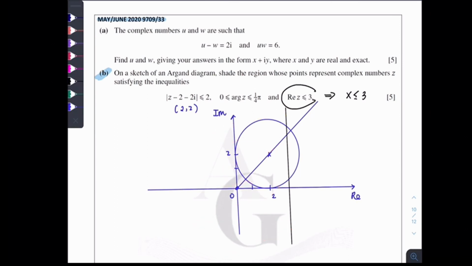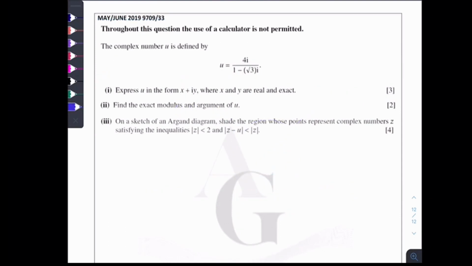So now, for these 3 inequalities, the intersection part is: less than means inside the circle. And then this one means in between, here to here. This one means less than 3. So the intersection part should be here. Alright, you just need to shade the intersection part, then you can easily get the 5 marks. Let's try one more question here.